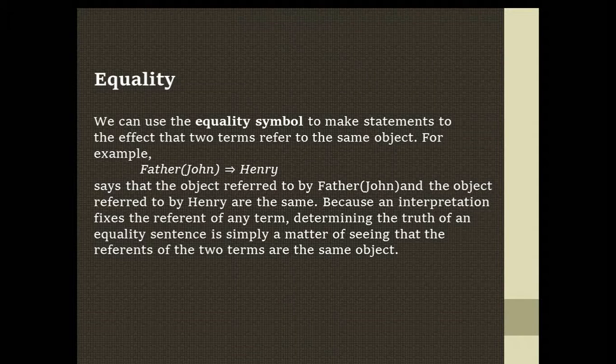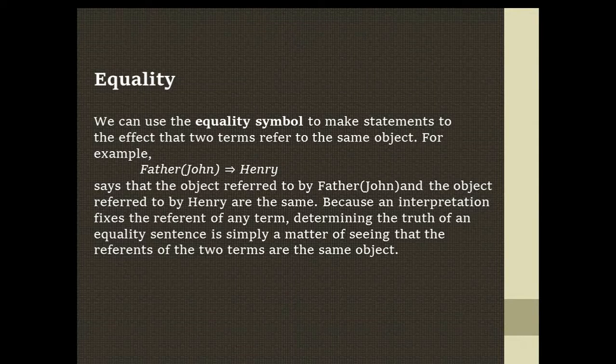Equality. We can use the equality symbol to make statements to the effect that two terms refer to the same object. For example, Father(John) = Henry says that the object referred to by Father(John) and the object referred to by Henry are the same, because an interpretation fixes the referent of any term. Determining the truth of any equality sentence is simply a matter of seeing that the referents of the two terms are the same object.